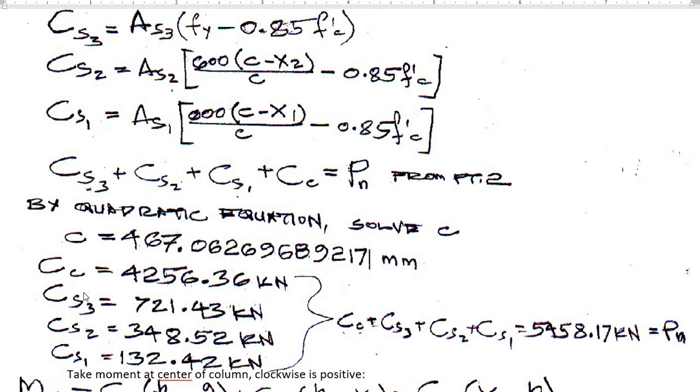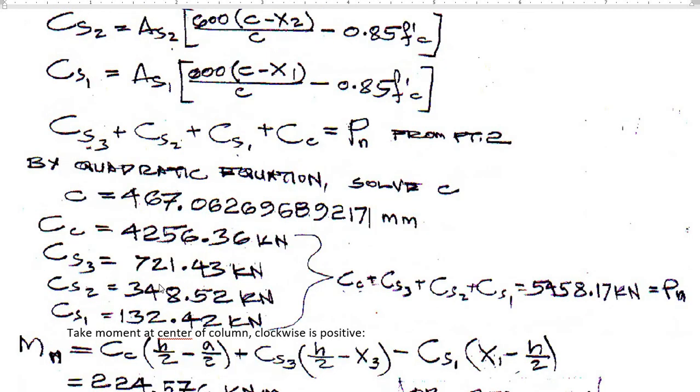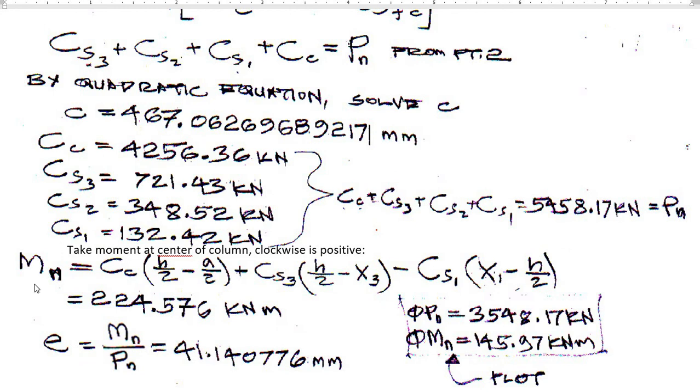So, you will get now compression concrete 42.56 up to compression steel 1 132.42. If you would add all of this as a check, it should give you the same value PN. And then, isa na lang ang kulang natin, yung moment. Now, you take moment at center of column.